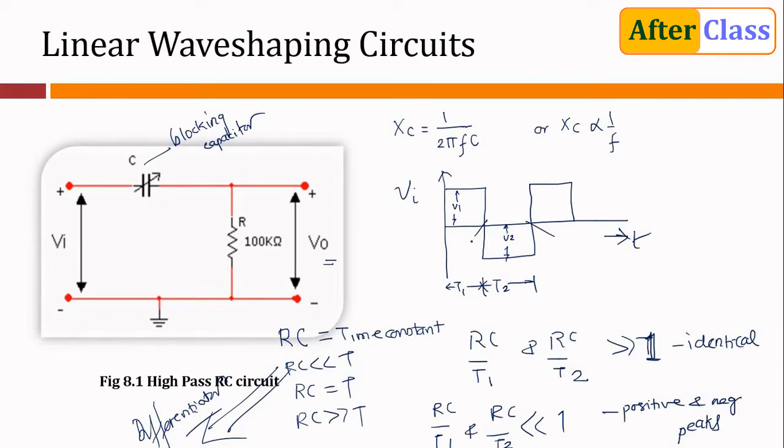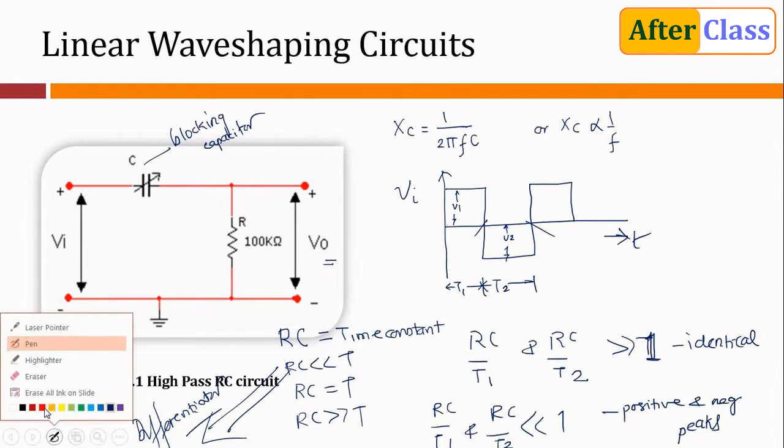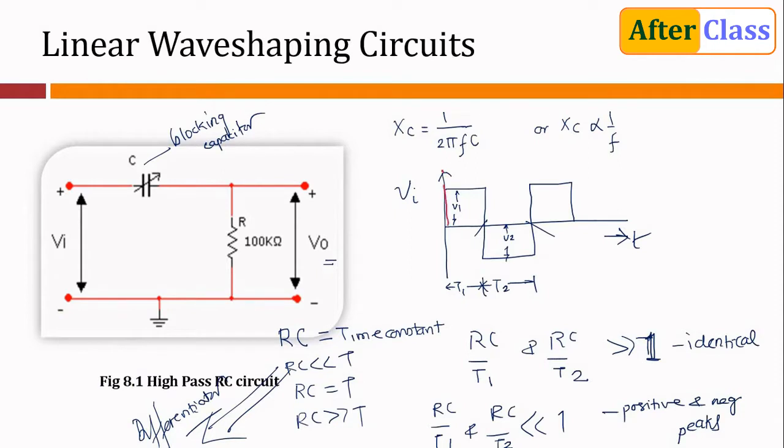Now, I'm going to get this as the output. Let me change the color. So I'm going to get spikes. This is called a differentiator. So this is now a typical differentiator circuit, provided I set the values of R and C such that RC is very much less than T. T is decided by the frequency, the timing interval. All these things are related.